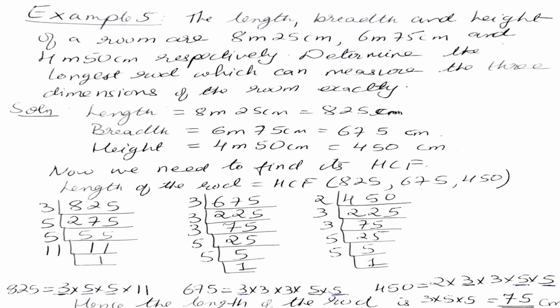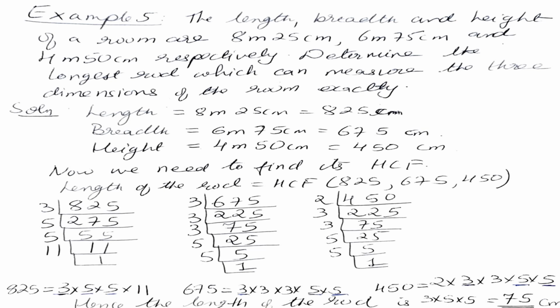Example 5. The length, breadth and height of a room are 8 meter 25 centimeter, 6 meter 75 centimeter and 4 meter 50 centimeter respectively. Determine the longest rod which can measure the 3 dimensions of the room exactly. Since we want to find the longest rod, we know we need to find the HCF.